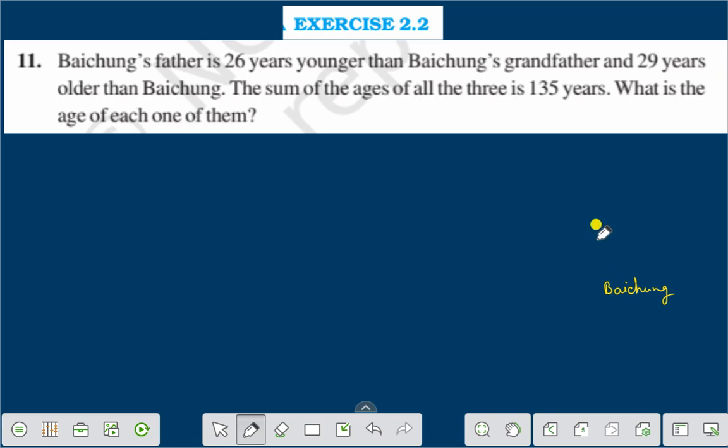This is Baichung's father. This is Baichung's grandfather.